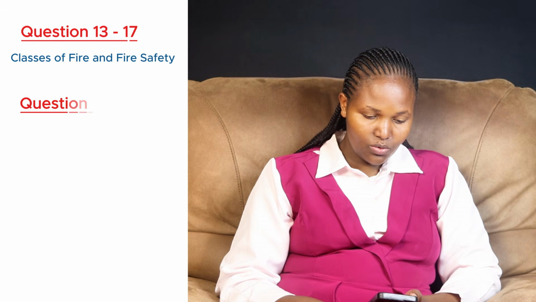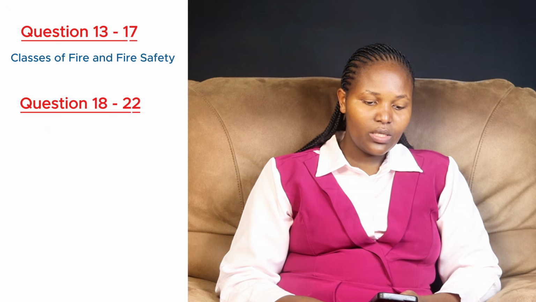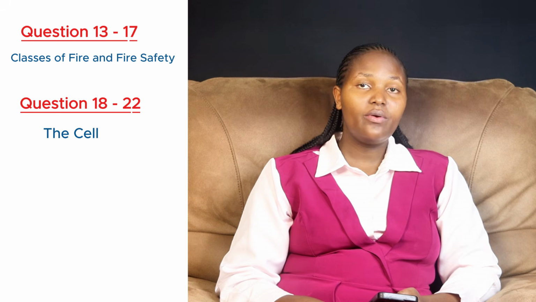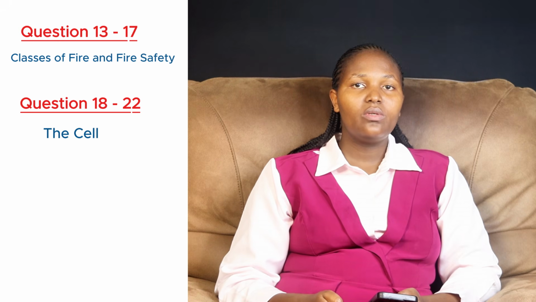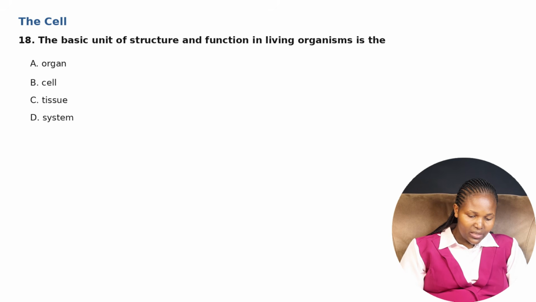We are going to question 18, and from question 18 to 22, we are going to be looking at the cell. You know about the cell. So we are going to be looking at the cell, and let us begin with question number 18. The basic unit of structure and function in living organisms is the. So we have options there. We have A, organ, B, cell, C, tissue, and D, system.